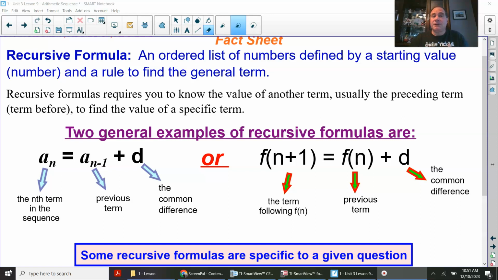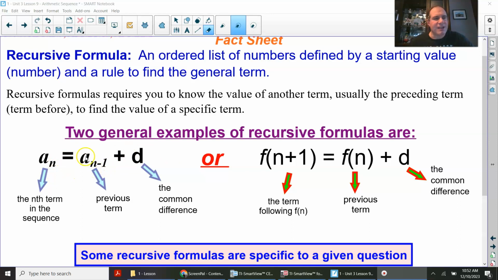All right, recursive formula, again, is different than the explicit. Remember, in explicit formula in an arithmetic sequence, you would have the first term, you would figure out the common difference and stuff like that. So recursive formulas require you to know the value of another term. It doesn't have to be the first term. It just has to be the term that's before the term that you're looking for to find the value of a specific term.